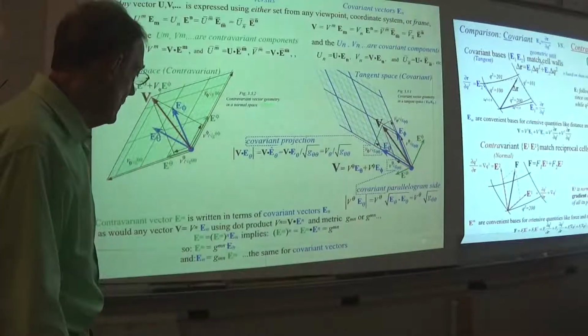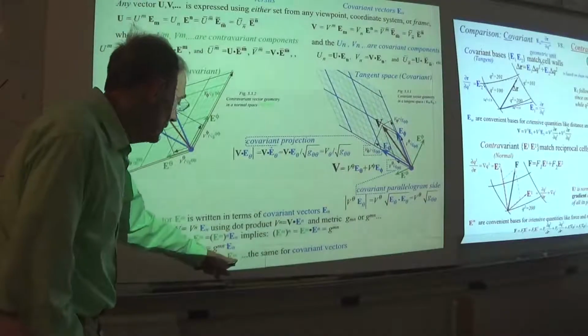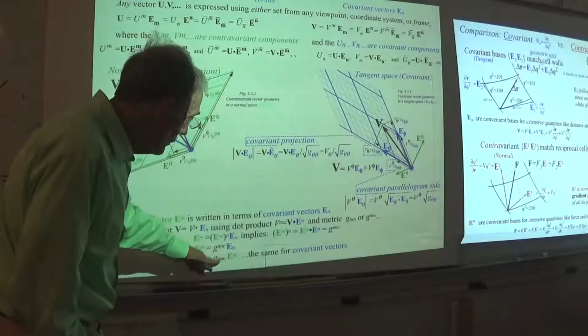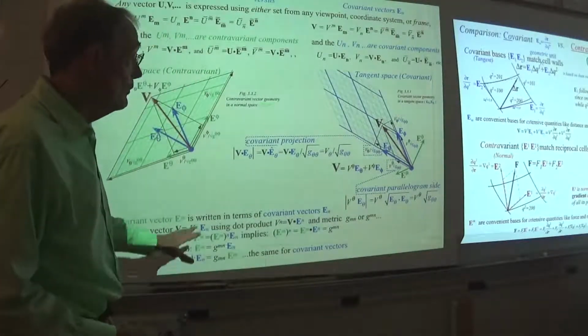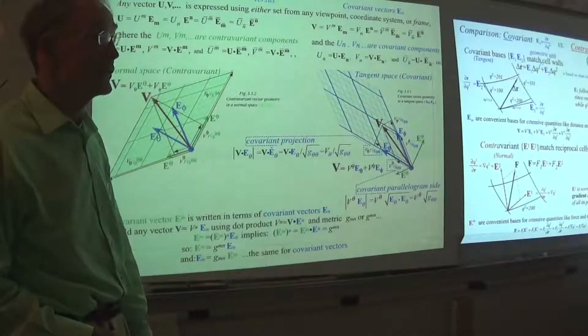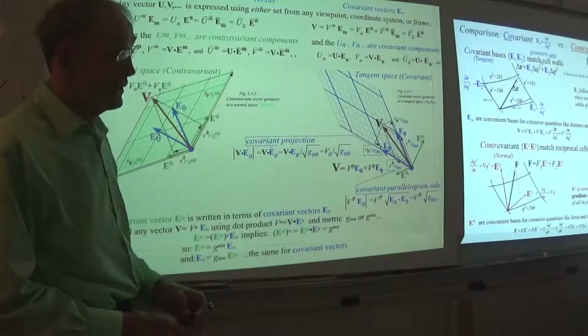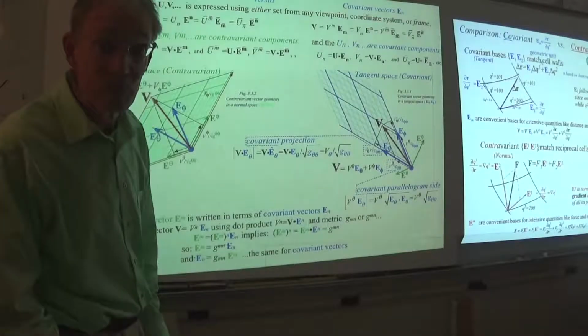Same for covariant vectors. I can take a contravariant to a covariant just by using the lowering matrix. Now this is something you don't do in quantum mechanics. You don't turn bras into kets. Here you do play that game quite often.